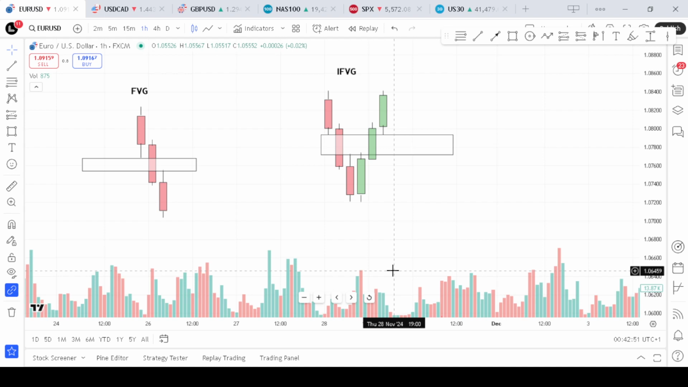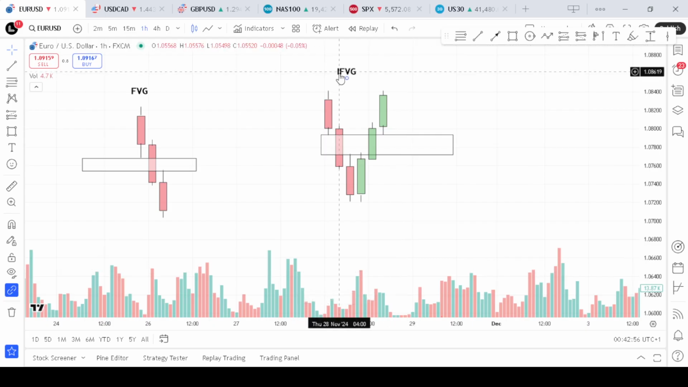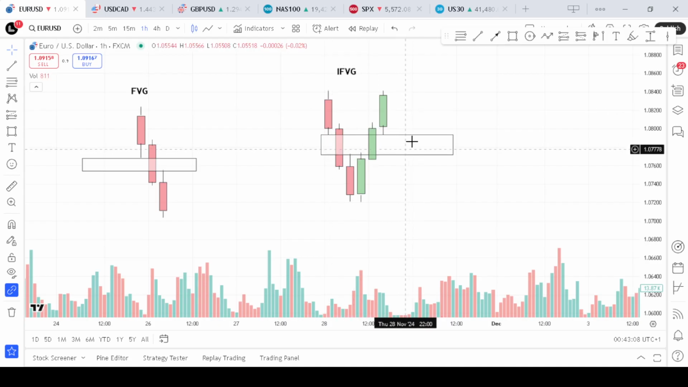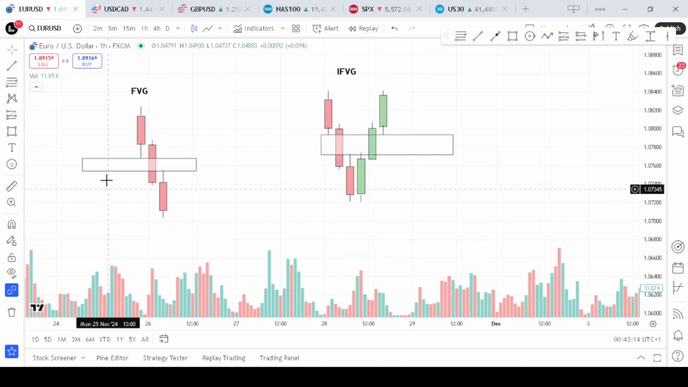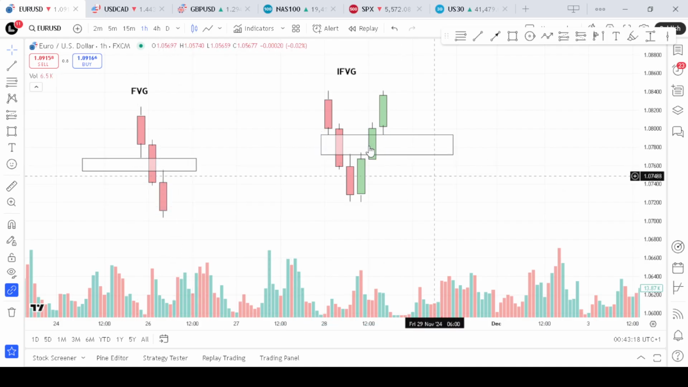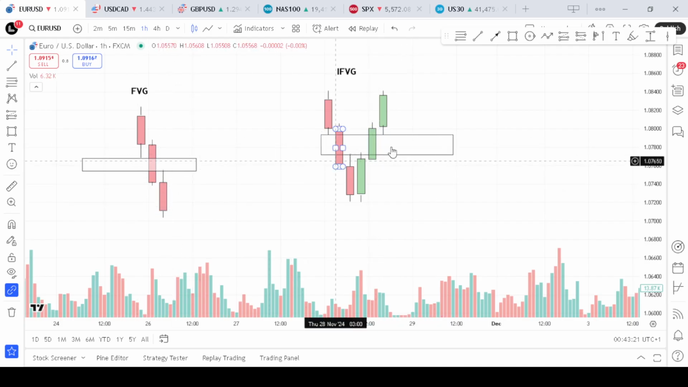We start by asking ourselves what an inversion fair value gap is. The inversion fair value gap, also known as IFVG, represents a specific market pattern where price action creates a void in the opposite direction of the original fair value gap. As we can see, this is a fair value gap, this is an original fair value gap. When price comes and creates a void opposite that fair value gap, it is called an inversion fair value gap.